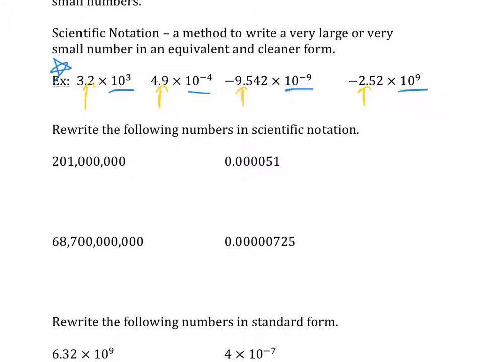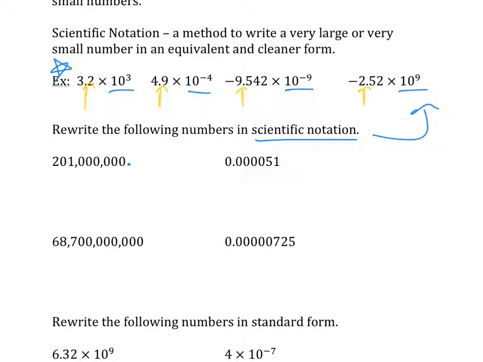Okay, so let's rewrite the following numbers in scientific notation. Again, this is what scientific notation looks like. Well, how do we do this? First of all, we need to find where our decimal point is to start with. When we have this number, 201 million, the decimal point is at the end, right? If we don't see a decimal point, it's always just going to be after that last number.